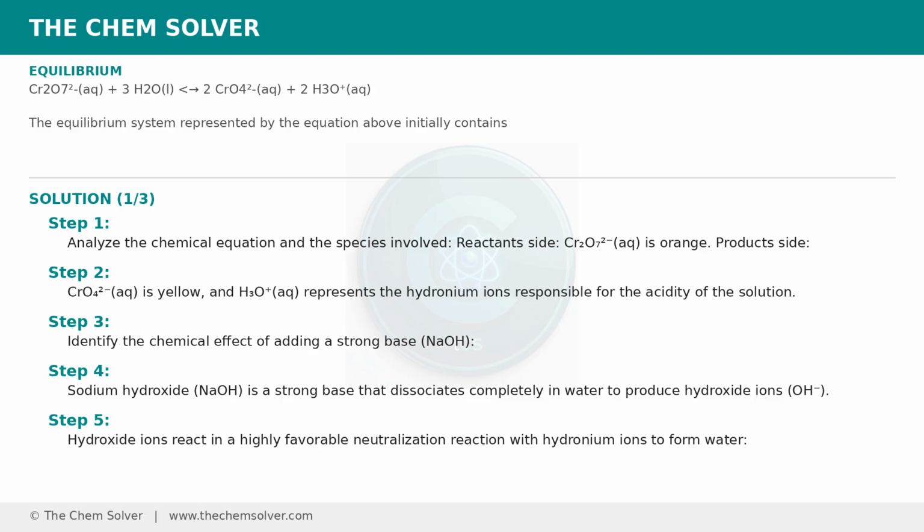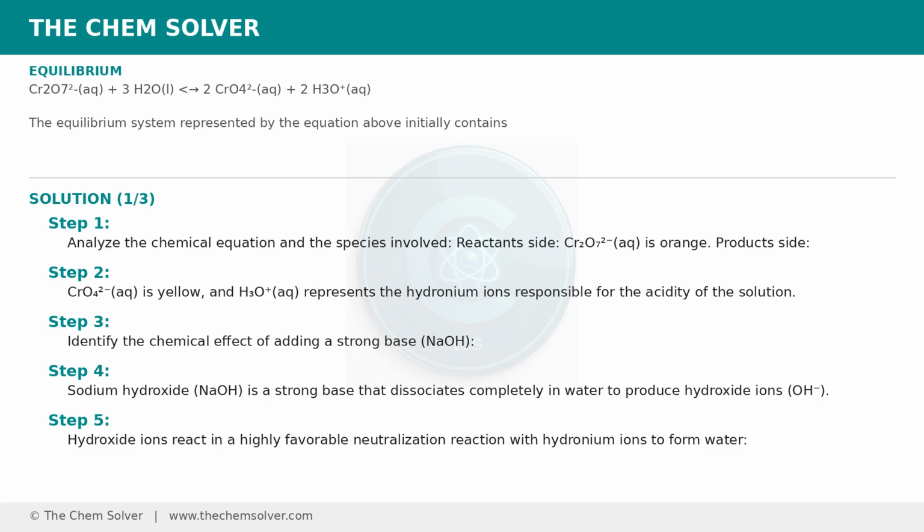Analyze the chemical equation and the species involved. Reactant side, Cr2O7^2-, is orange. Product side, CrO4^2-, is yellow, and H3O+ represents the hydronium ions responsible for the acidity of the solution.